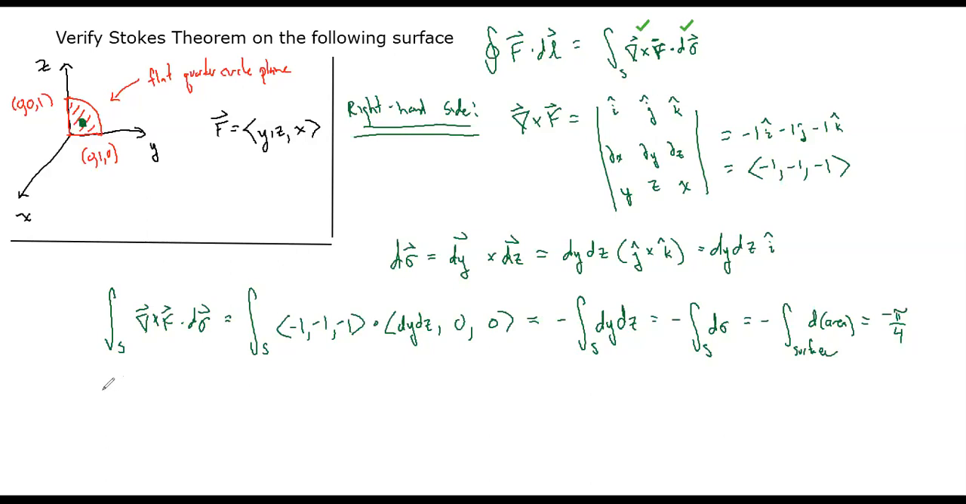Okay, the left-hand side is going to be the closed integral of F dot dl. This has two easy-ish pieces, and then this kind of curvy part. So we have to do the entire line integral.